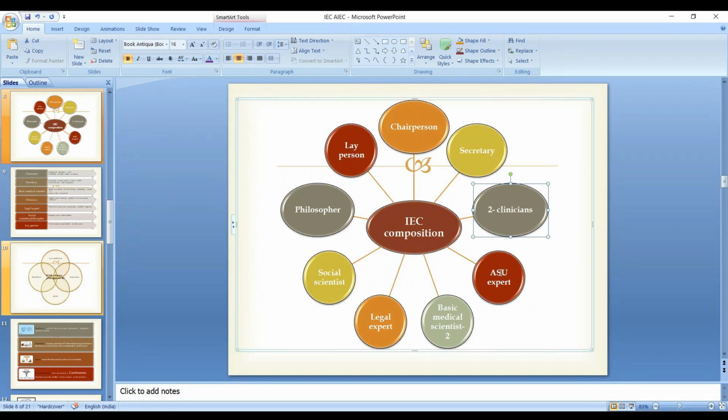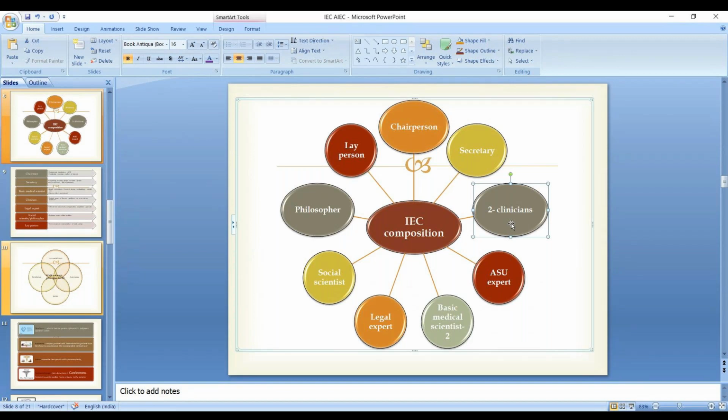Since ours is an Ayurveda ethics committee, an expert from ASU will be there: an Ayurveda, Siddha or Unani expert. Two basic medical scientists will be there. The two clinicians we mentioned are just clinicians, they do not have the academic expertise. Being clinicians, they face problems, and if any medicine is given, they can tell better what kinds of problems can arise. So two clinicians are there.